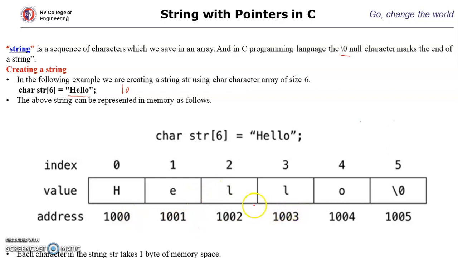And why is it like this? In my array video I have already explained. An array is a contiguous memory location, right? So if the first address is 1000 and the data type is char, since the size of char is 1 byte, the next one will be 1001, and the next one will be 1002, and so on. So this is the index, this is the value, and this is the address. This is how the string will be stored in memory.